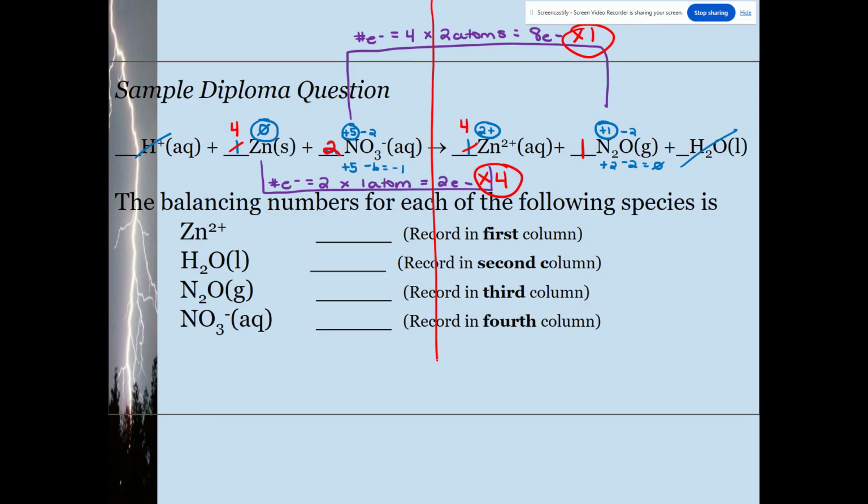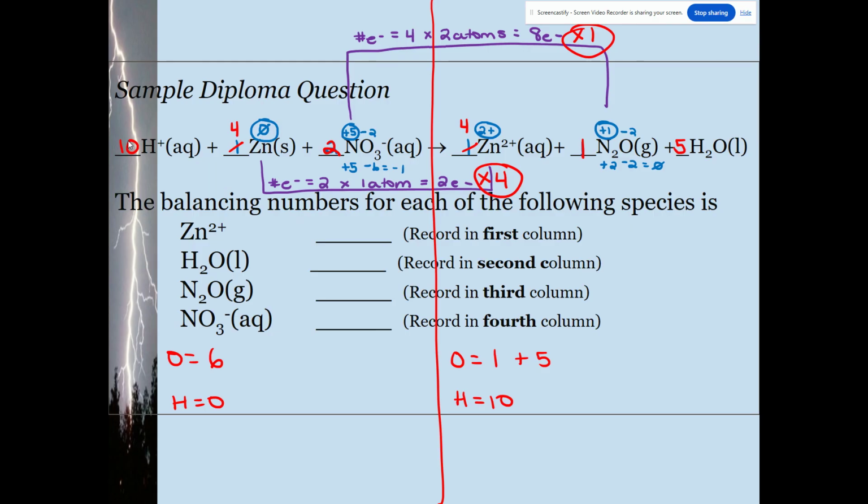Then we look at our oxygens. I have 6 oxygens on the reactant side and 1 on the product side. So I need 5 waters. And then my hydrogens, I have 10 hydrogens on the product side and none on the reactant side. So I need 10 hydrogen ions. Okay? So our balancing coefficients are 10, 4, 2, 4, 1, 5.